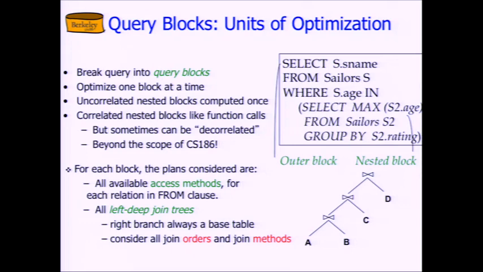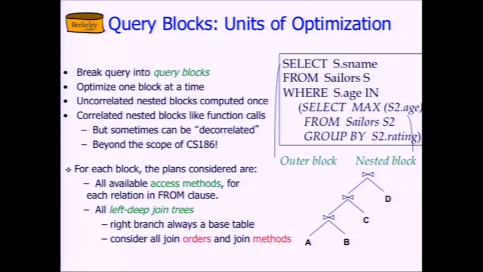If your nested block is uncorrelated, remember, that has no references to the outer query blocks, then you can compute it once, store its result, and cache the result. So we'll do that. We'll be smart about that. If it's correlated, it's basically like a function call.